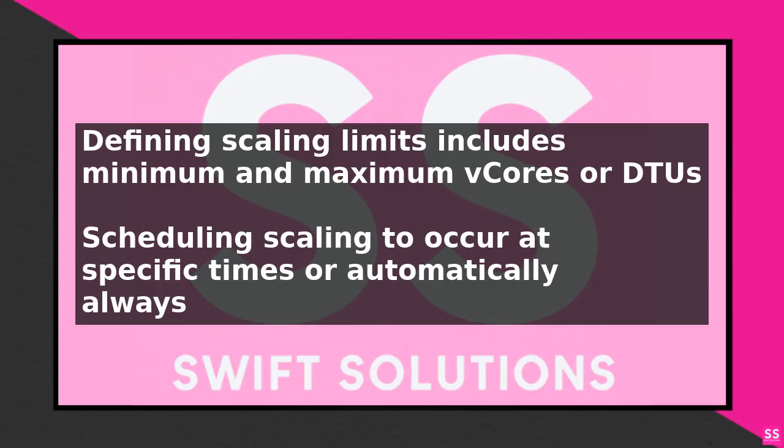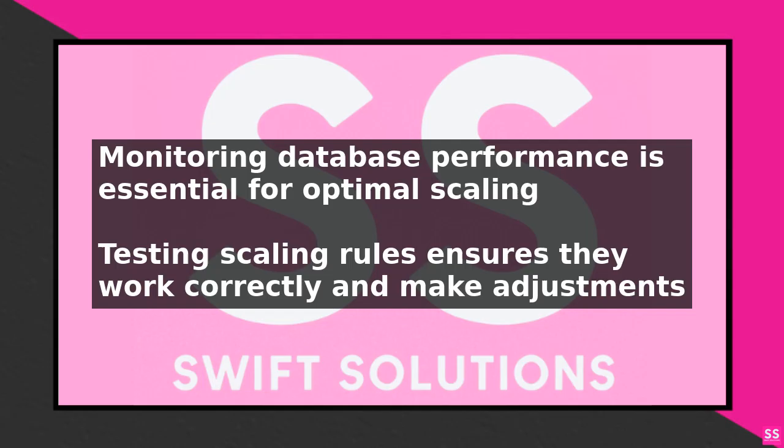In addition to these steps, there are some best practices to keep in mind when configuring autoscaling on SQL Database. First, start with a conservative scaling approach and gradually increase the scaling limits as needed. Second, monitor your database performance regularly to ensure that the scaling rules are working as expected. Finally, test your scaling rules to ensure they are working correctly and make adjustments as needed.